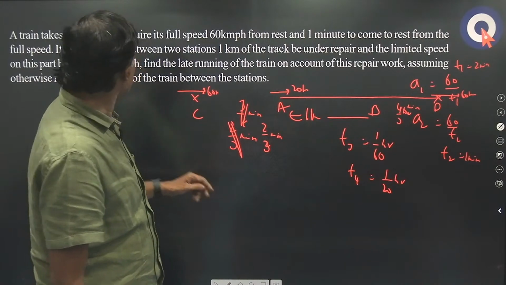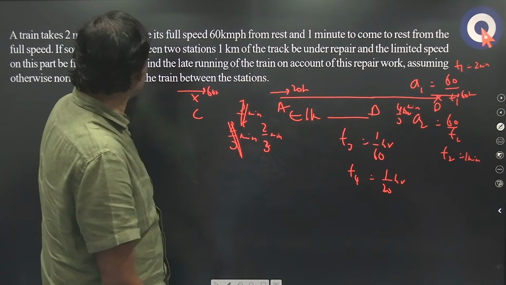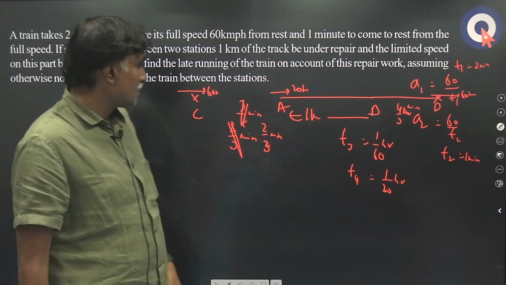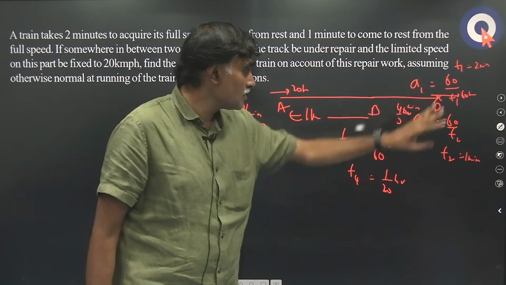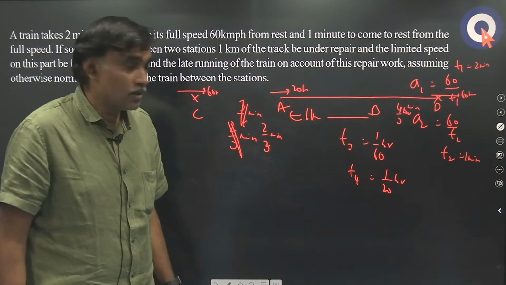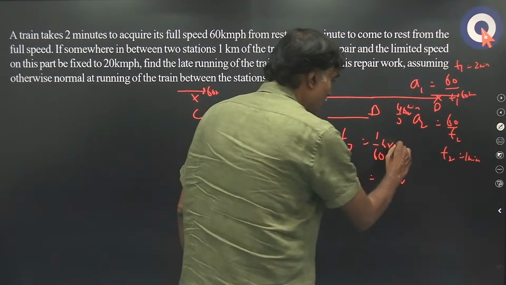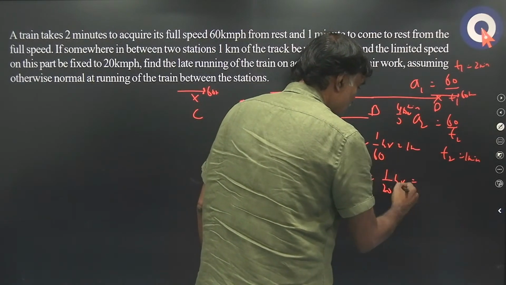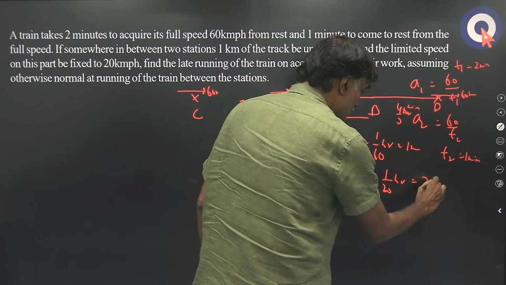Is it minutes or hours? Whatever is given, this is 2 minutes only. Okay. So this is 2/3 minutes and this is 4/3 minutes. Okay. 1/60 hours means this is 1 minute. And this is 1/20 hours, that is 3 minutes.